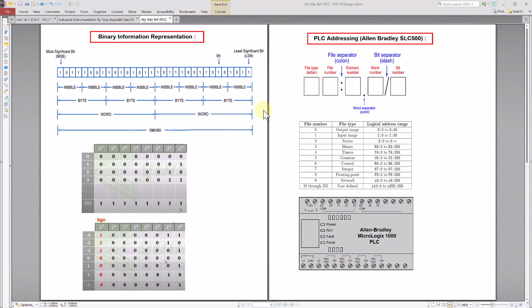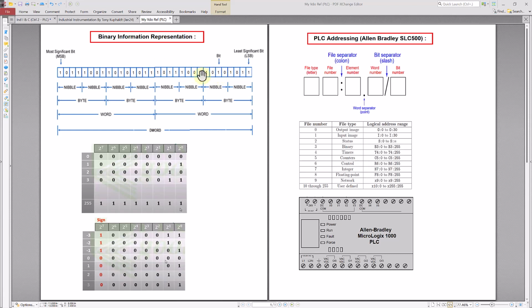Hello, today I am going to discuss the PLC binary information representation. This is a basic and simple introduction for this topic. It's meant for beginners to understand the PLC concept.